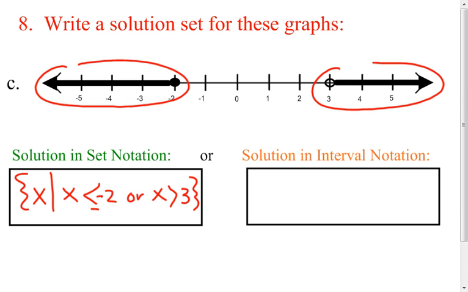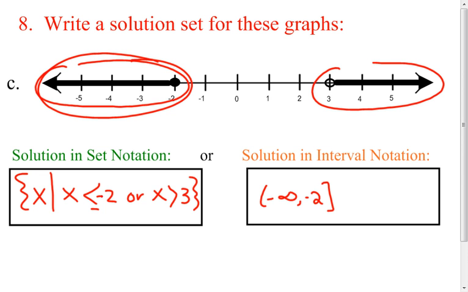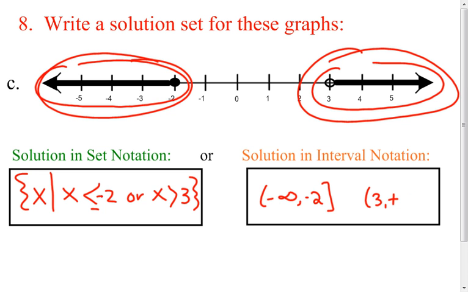Okay? Then, in interval notation, you need to do the same thing. This branch right here, you'll go from -infinity up to -2, bracket because it's colored in. And then this branch, I will go from 3 up to positive infinity. And then because you need both branches to show up, you need this U in between, which is union.